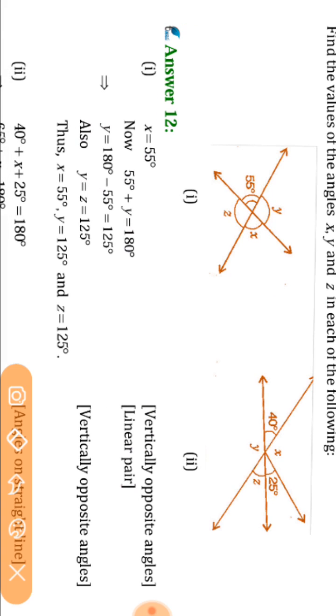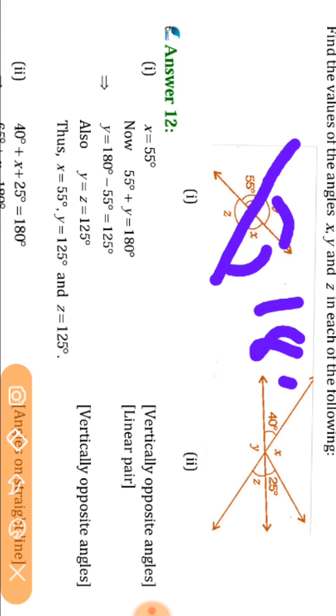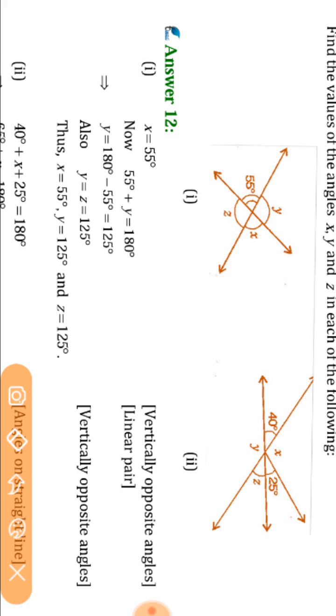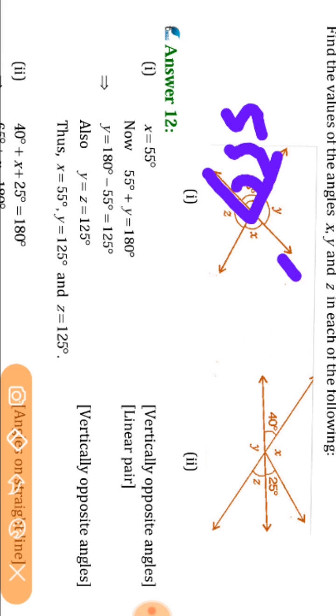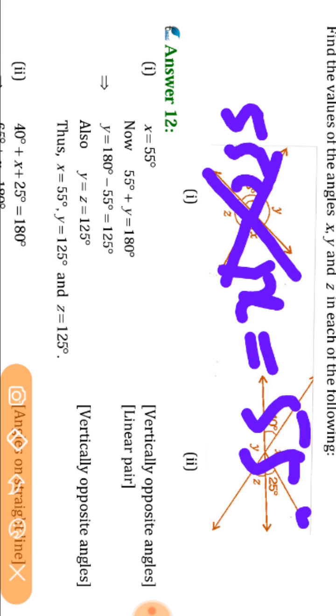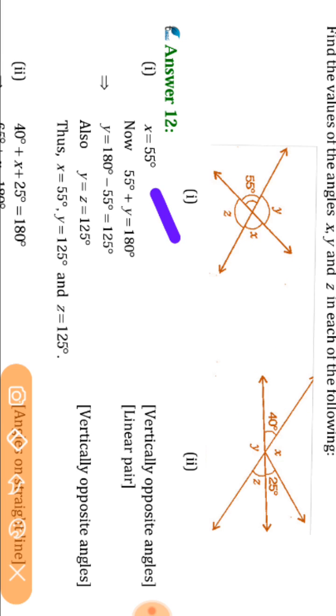So first question, see the diagram, this creates a line, which means X plus Y gives 180, but both are unknown. We cannot take that one first. So we take one known and one unknown. See, 55 degrees is known, and it is opposite to X. These are vertically opposite angles, so they are equal. Then X is equal to 55 because these are vertically opposite angles. Don't forget to write the reasons. It is a very important step.